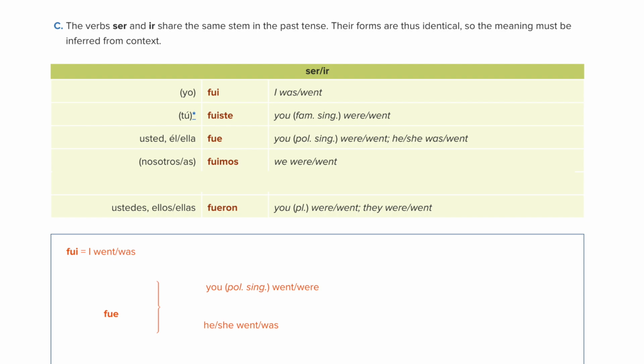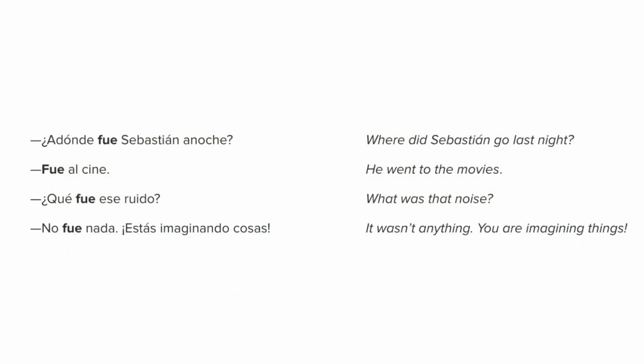I could be talking about that we went, nosotros fuimos, but I could also be saying that we were. And again, depending on the context of the sentence, we can understand what's being said. For example, ¿a dónde fue Sebastián anoche? Fue al cine. Obviously, we're talking about where he went.